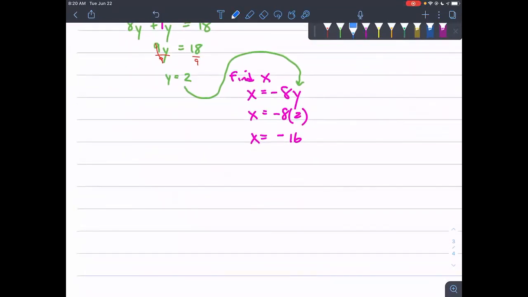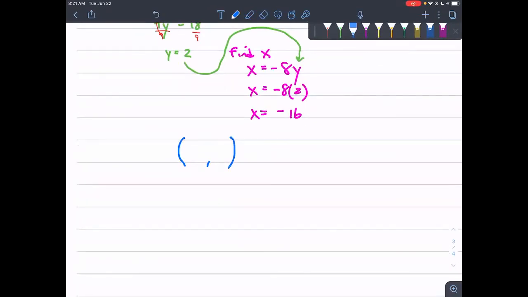So when we put this in the answer, try not to forget this, because there's a few different steps, kind of weaving around to get to the answer. What's the first number in there? Negative 16, and then the 2. Always x first and then y.